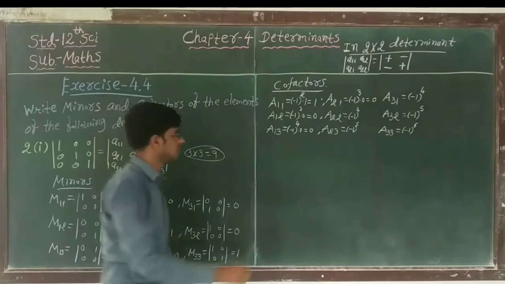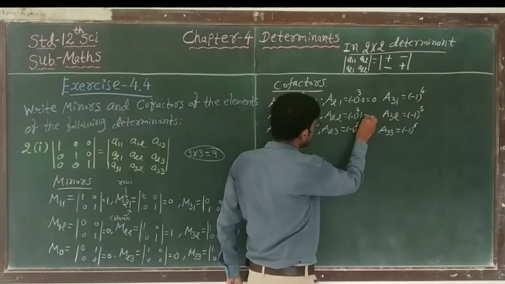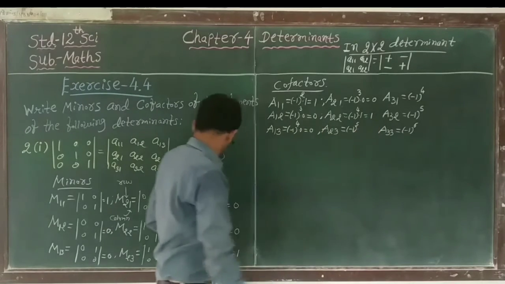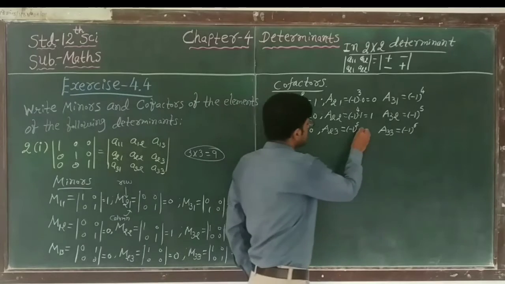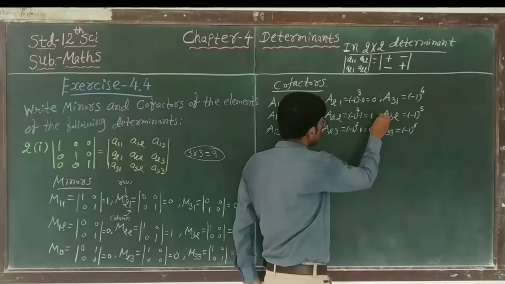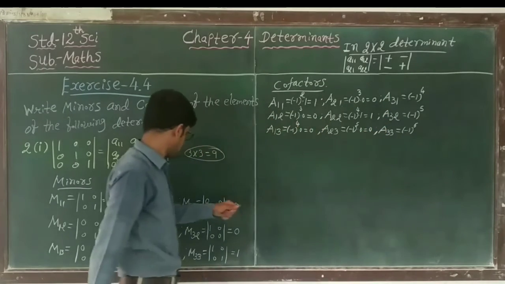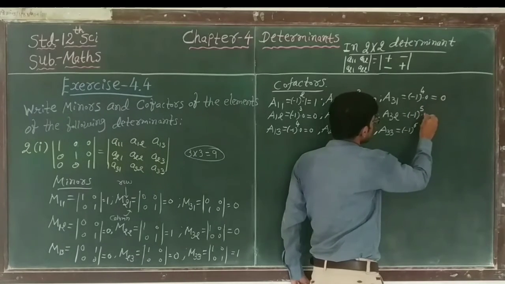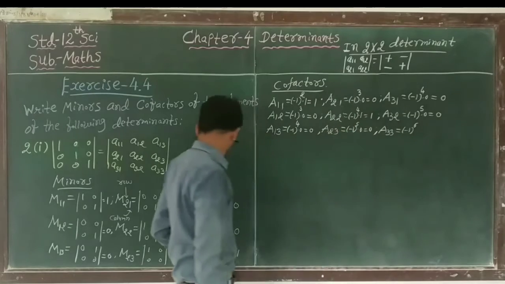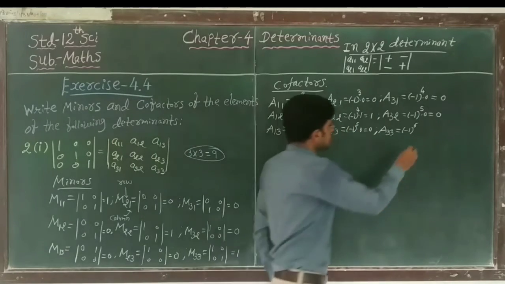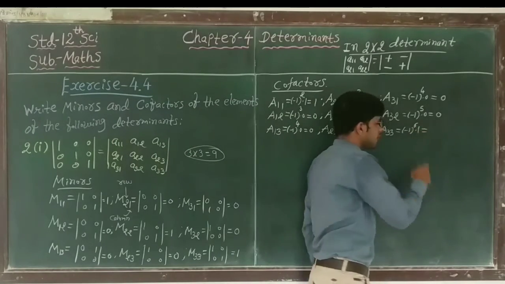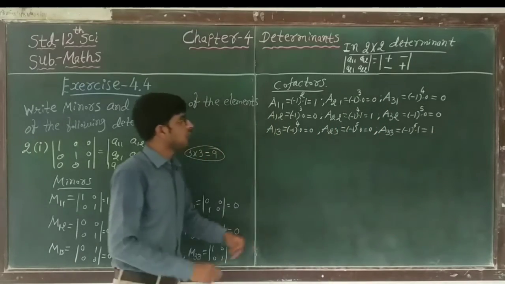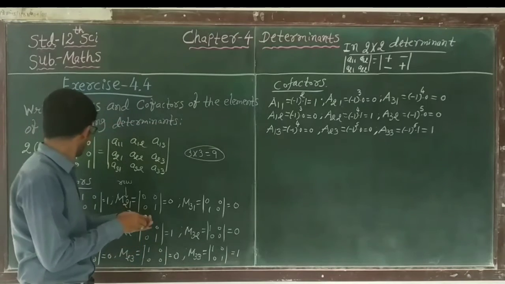Here 1, so into 1. Minus 1 raised to 4, 1. 1 into 1, 1, into 0. So the answer is 0. A31: M31 is 0, so into 0 it gives 0. Here 0, it gives 0. And M33 is 1. So here into 1, the answer is minus 1 raised to 6, 1. So 1 1s are 1. So it gives all cofactors of the given element.